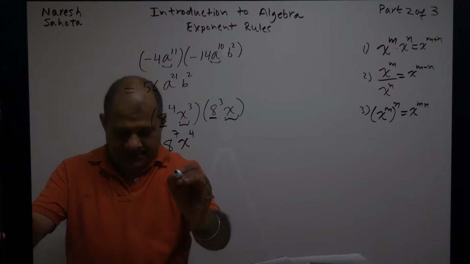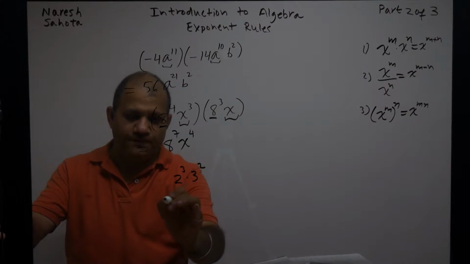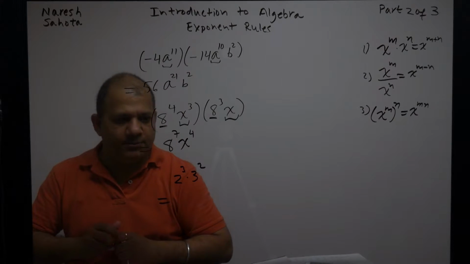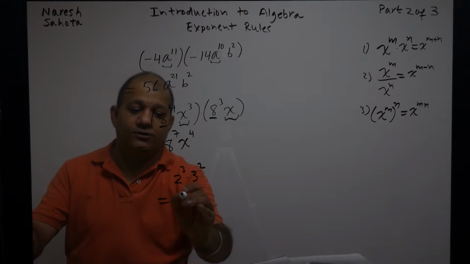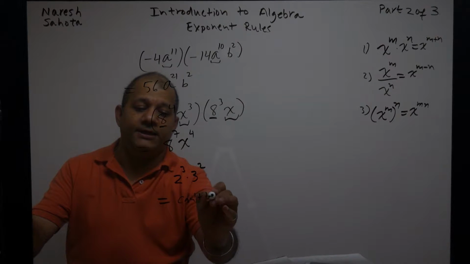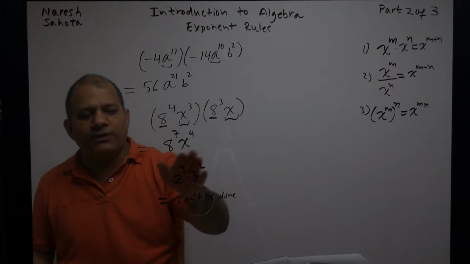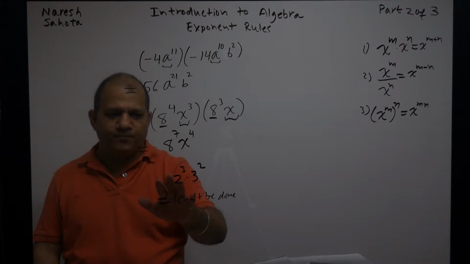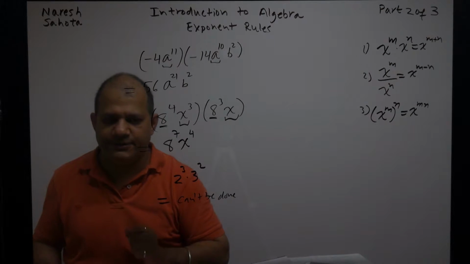Okay, next example, we have 2 to the 3 times 3 to the 2. That looks very simple. What can we do? We actually can't do anything. So we will say can't be done. Can't be done just means that it's already in the most simplified form. We can't apply rule number 1 because the bases are different.